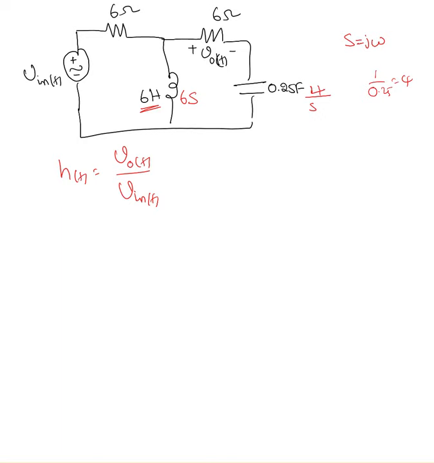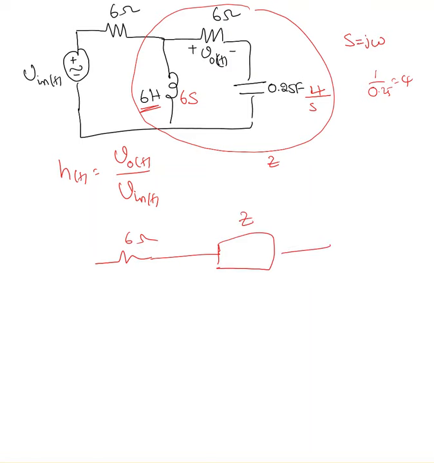Now, how am I going to achieve my goal? What I can do, I can find this impedance. Let me call that some Z. So I have 6 ohm and impedance Z. Those two are in series, right? Now I can use the voltage division rule. I can find this V of Z.